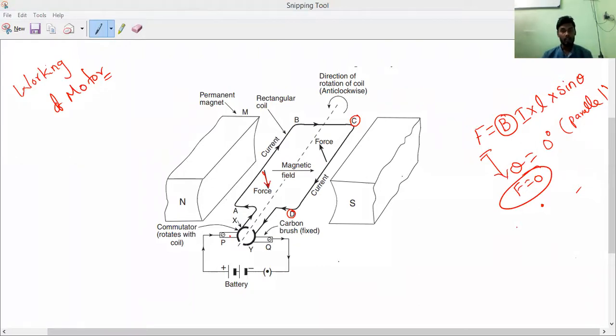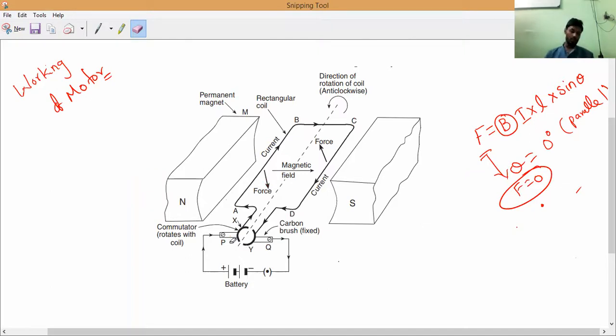Ashika, have you understood? On the AB coil, the force is acting in the downward direction, so like this, you can keep the fingers. And on the CD coil, the force is acting in the upward direction. Now, what is happening? Let us see. AB is going down and CD is coming up. Till here, any doubt, anybody, you can ask me.